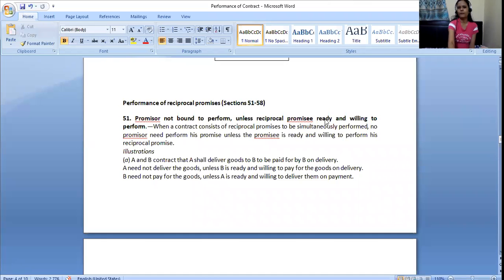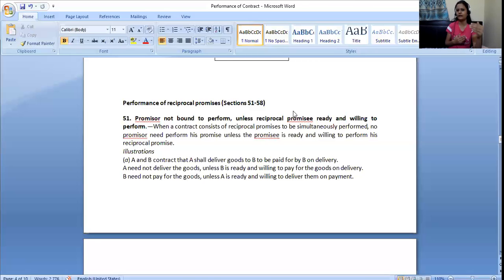Promisor not bound to perform unless reciprocal promisee ready and willing to perform. What is it? Take for example, you ordered a book or you ordered a mobile phone online and you selected the cash on delivery option. That person came to you and said that, okay, fine, this mobile phone is 15,000 rupees, and you pay it cash or card or whatever mode you want. Unless, if you say, oh, now I don't have money or something like that, will they deliver that phone to you? They will not deliver, right? Why? Because it's a reciprocal promise. You do something, the other person will do something.